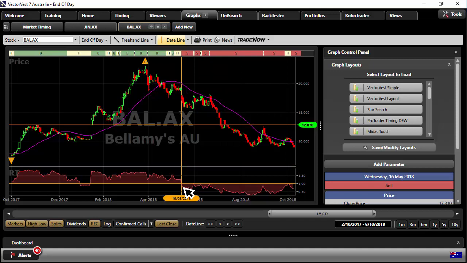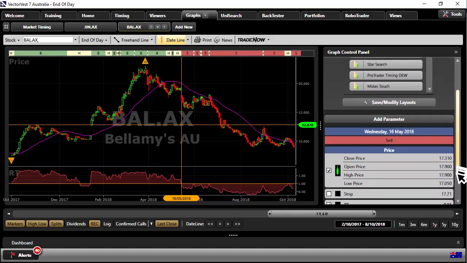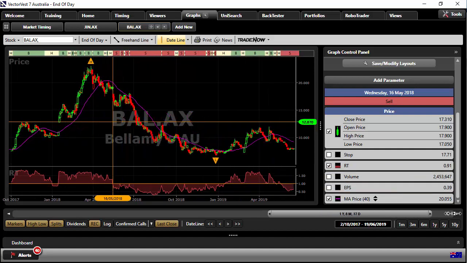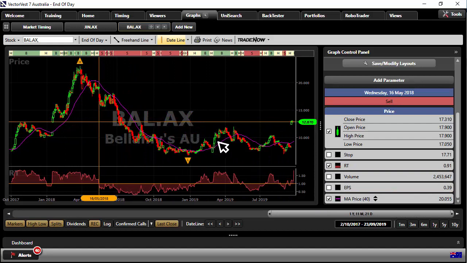Step 3, relative timing. So let's just double check this over here. Relative timing, there we are. Relative timing went below 1. Why would you be holding on to the stock thereafter? In terms of looking to get back in, you want to make sure that you're starting to get a nice smooth left to right price pattern taking place. Certainly not taking place there.